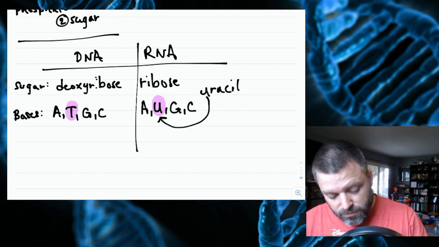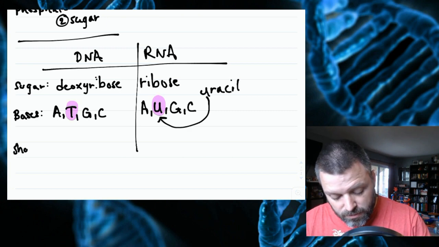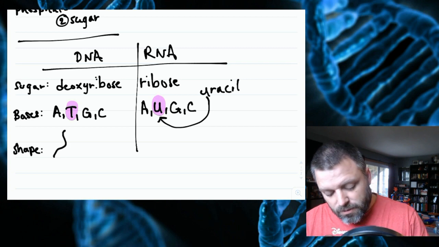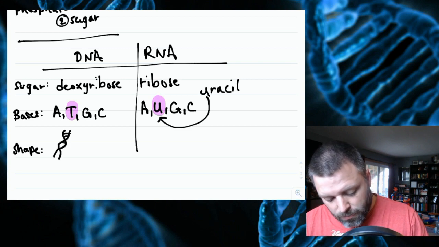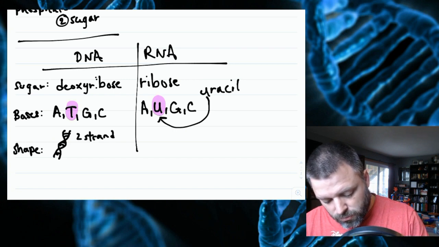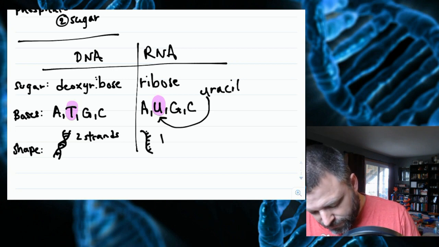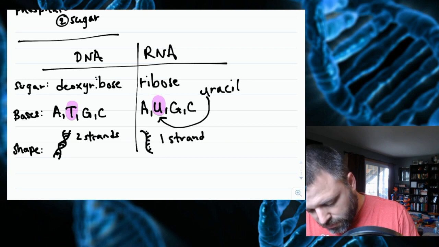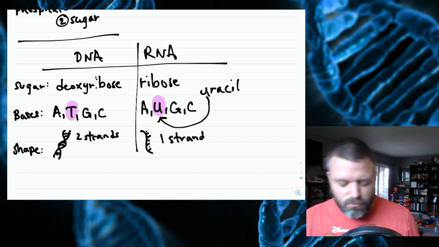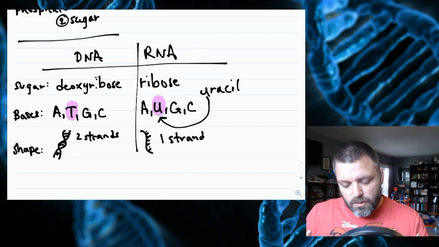The third difference, and this is a big difference, is the shape. The shape of DNA, if you remember, is that twisted ladder. You have two strands of DNA, whereas RNA is just one strand. So you don't have those hydrogen bonds or anything, you just have one long molecule of code.